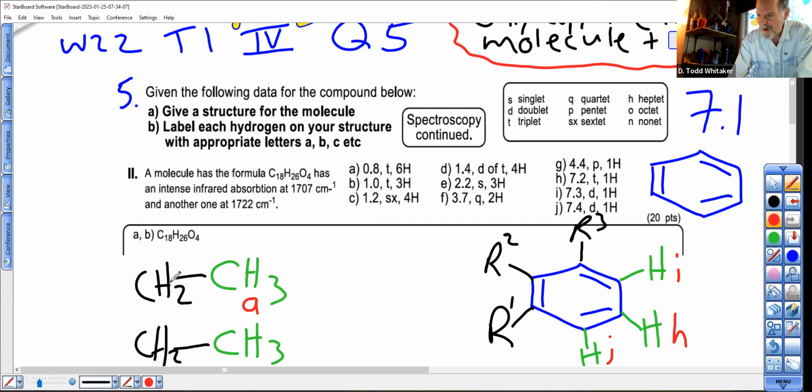Now I just need to figure out, are these guys going to be C, where 4 H's are the same and it's a sextet, or are they going to be D, 4 H's are the same and they're a D of T? What is that? That's a great question, by the way, D of T. Okay, don't panic on me, this D of T.